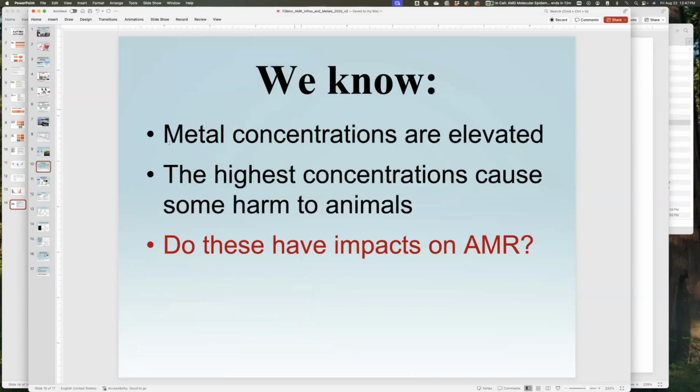And so again, we know that the metal concentrations are elevated in these systems. We know that the highest concentrations cause harm to animals, so it's not good for them to be in those settling basins. If you can keep them out, that's probably a better idea. What we were curious about is, do those same metal concentrations also have any impacts on AMR gene prevalence?